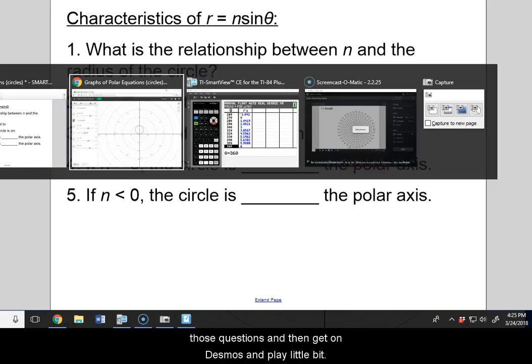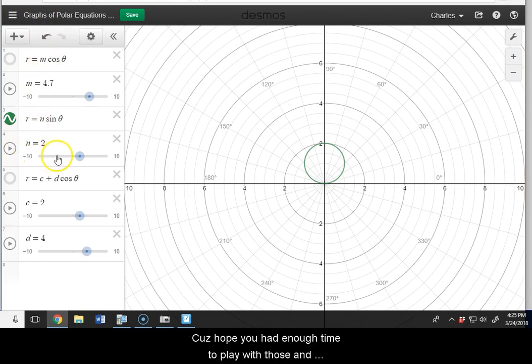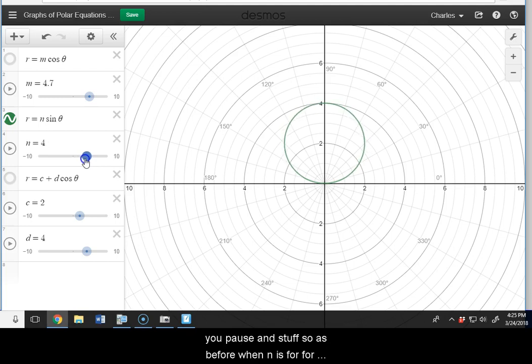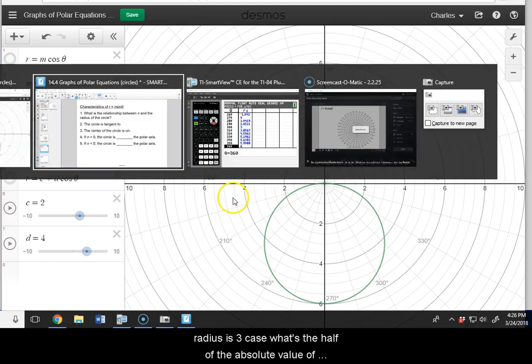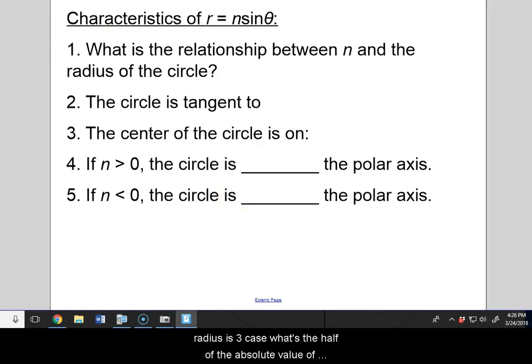Okay, so hopefully you had enough time to play with those, and you paused and stuff. So as before, when n is 4, for example, the radius is 2. When n is a negative 6, say, the radius is 3. Okay, so it's half of the absolute value of n. Now, normally we'll call this coefficient a, just like in parabolas and sinusoids, but I had to do something different with Desmos. So we'll go one half the absolute value of n.